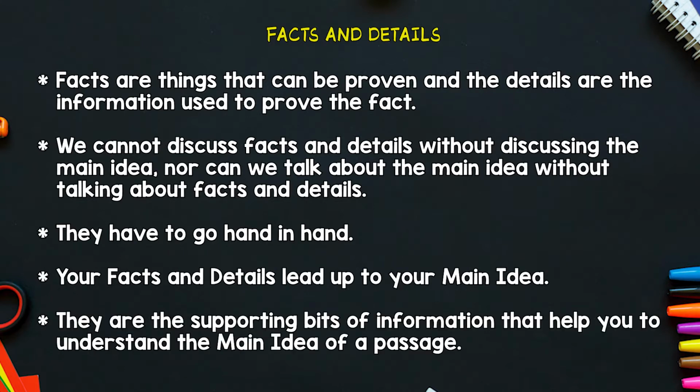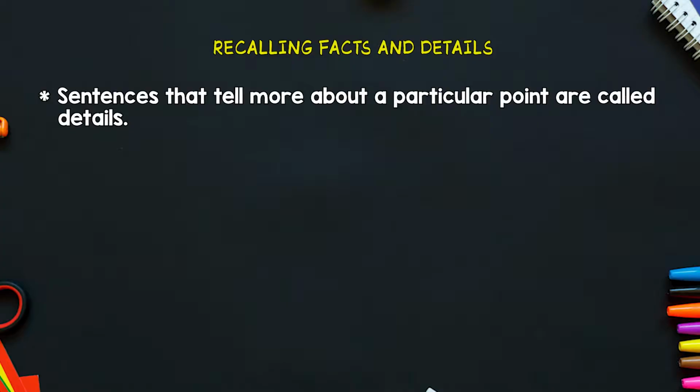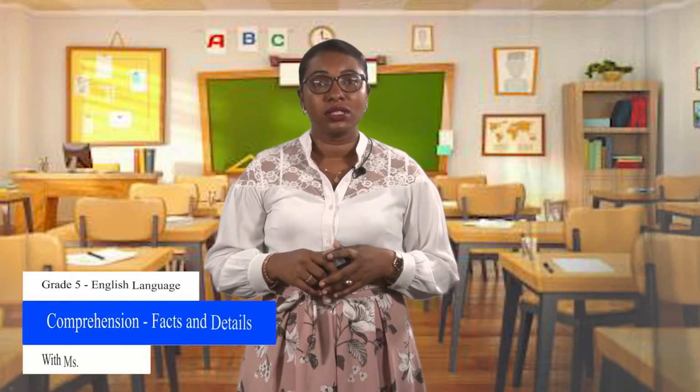Your facts and details lead to your main idea, or what the particular reading text is all about. They are the supporting bits of information that help you to understand the main idea of the passage. The main idea wouldn't be the main idea if it didn't have facts and details to discuss. Now, let's talk a little about recalling facts and details. When we are doing this, sentences that tell more about a particular point are called the details. So for instance, you might be talking about a ball. Everything that's written about this ball would be considered the details that support the fact that the object is a ball.